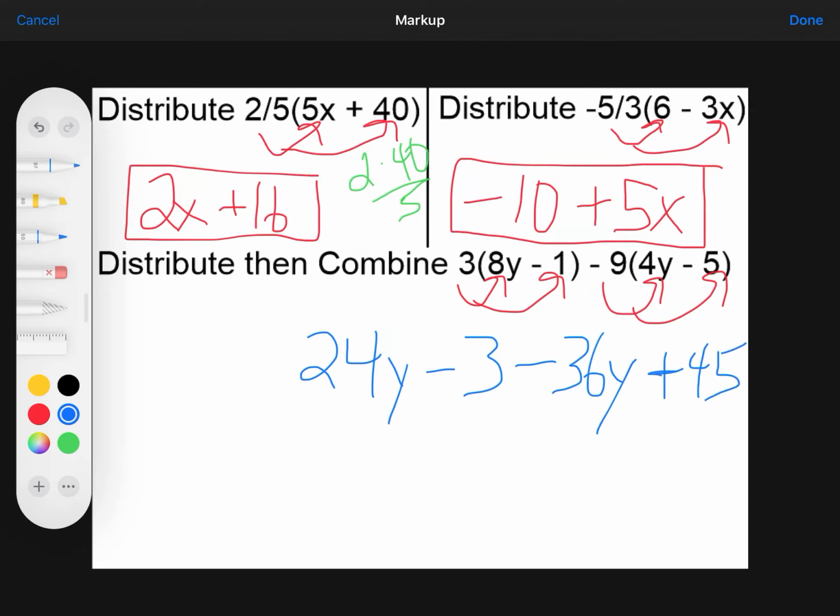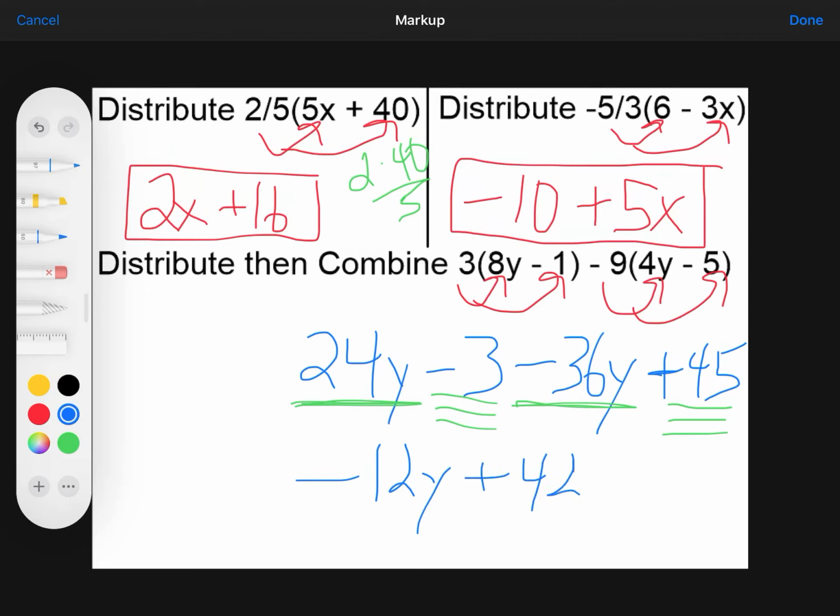Just like the first pages, negative number mistakes do happen. Then you combine like terms. 24y minus 36y is negative 12y. 3 plus 45 is 48.